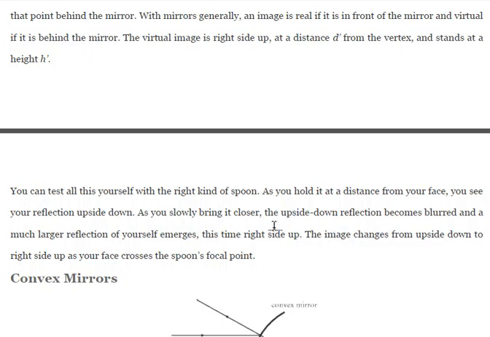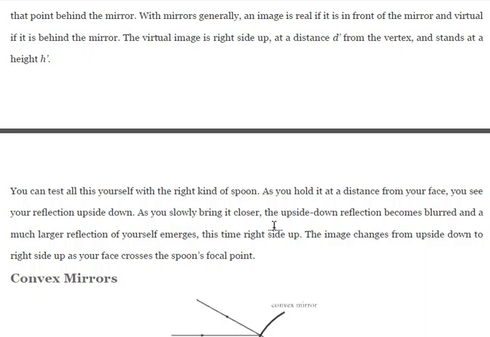So you can actually test this yourself if you find a nice round spoon. As you hold it a certain distance away from your face, you can see yourself upside down, so that would tell you that you're outside of the focal length. If you bring it slowly closer, your upside down image kind of distorts and disappears. It gets blurred and turns into just a mess. I realize for some of you, you feel like it may have looked that way before, but you'll know what I'm talking about when you see it.